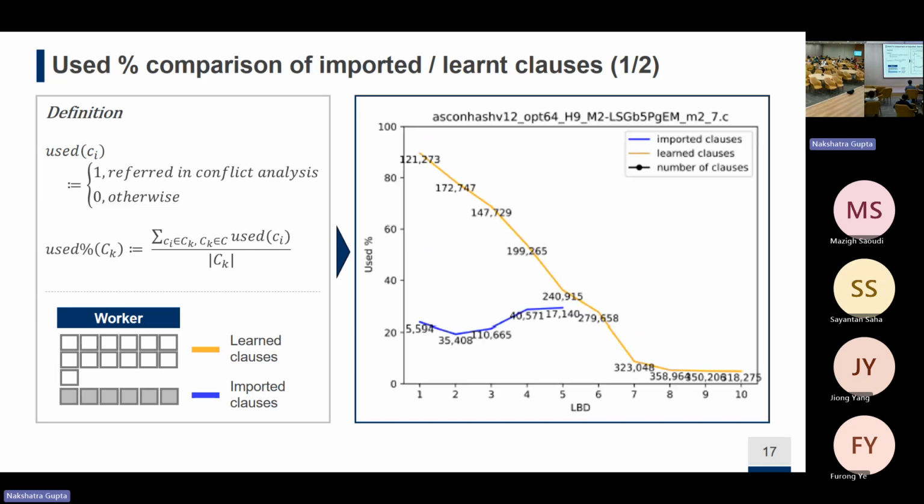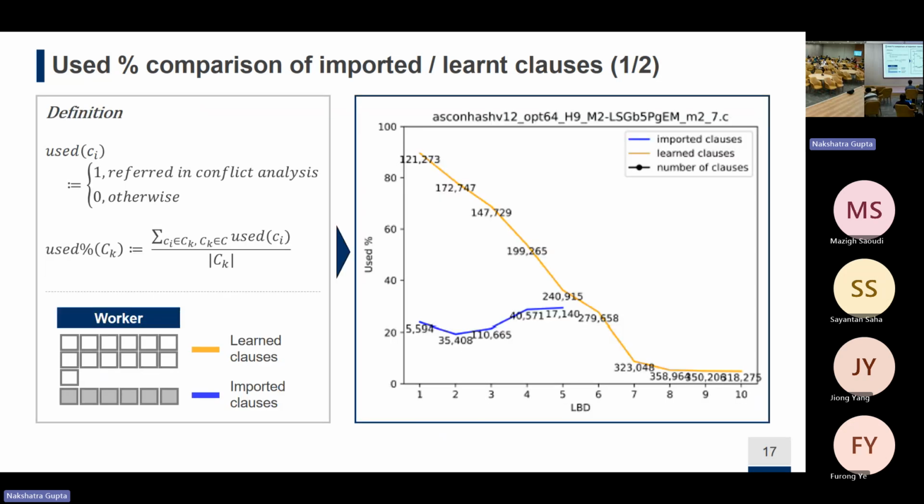And this shows the result. The yellow line shows the learnt clauses obtained by the worker itself. As you can see, the used percentage decreases as the LBD value increases. The blue line indicates the used percentage of the shared or imported learnt clauses, and the percentage itself is much lower than the yellow line. Also, it does not depend on the LBD, or the dependency is much less than the yellow one.